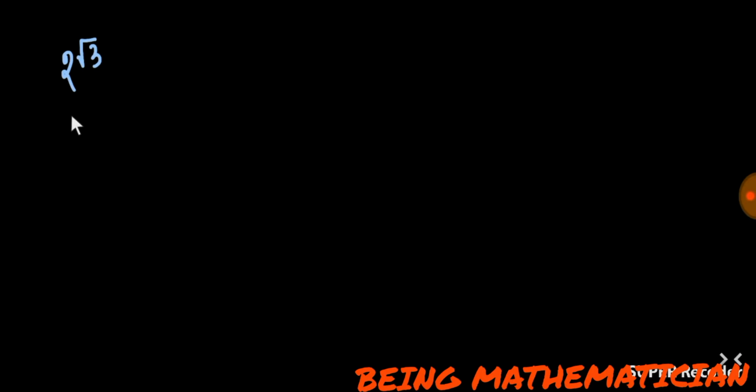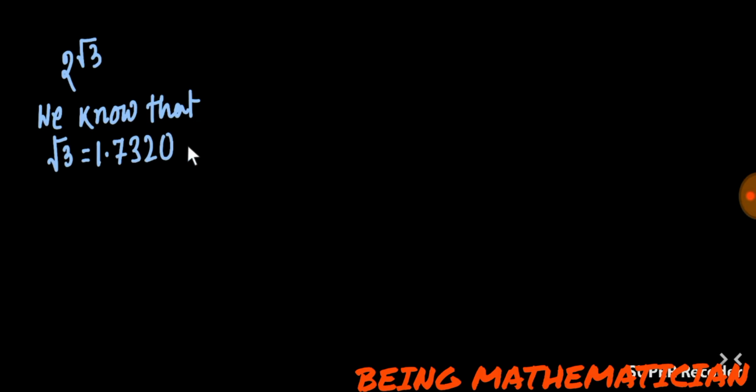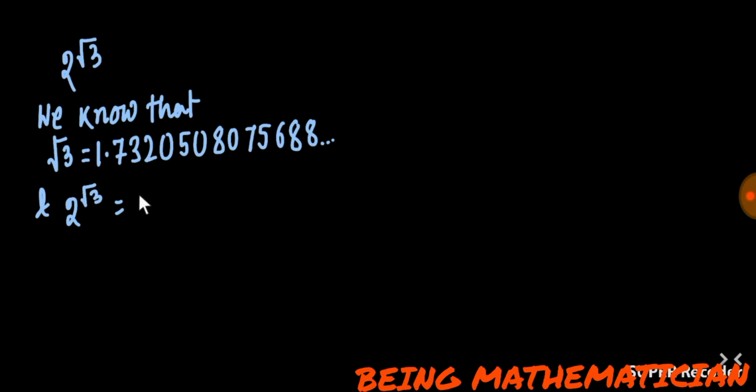So let us assume an example, 2 to the power root 3. We know that root 3 is an irrational number. The value of root 3 is approximately 1.732050807568 and so on. And by calculator, we can calculate 2 to the power root 3 is 3.321997085.